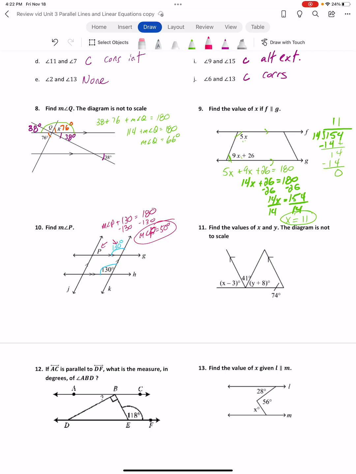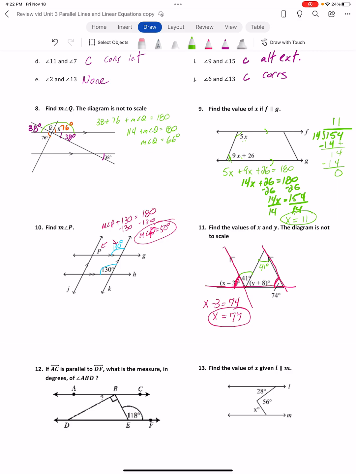Number 11, I focus on my parallel lines here. I know if this angle is 74, then this angle right here has to be 74 because they are corresponding. So I know x minus 3 is equal to 74, so x is equal to 77. The other thing I know that could be helpful: I know that this angle is 41, so this angle is 41, because those are also alternate interior.